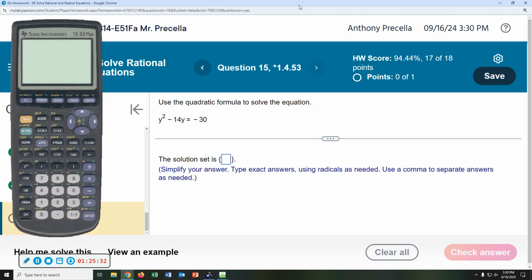Well, 15, that's the quadratic formula. What do you have to do before you identify A, B, and C here? Move the 30 over, make it a plus 30.